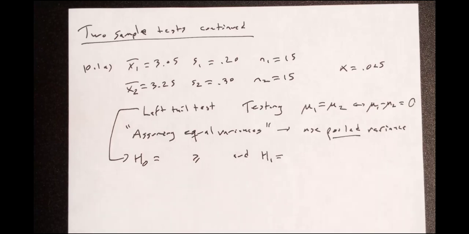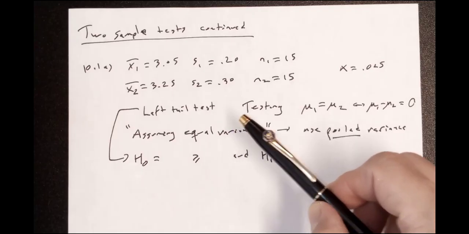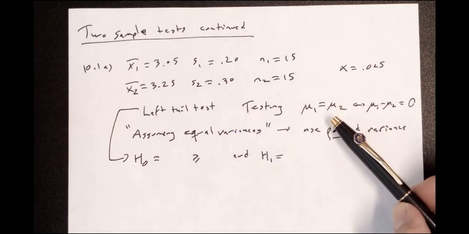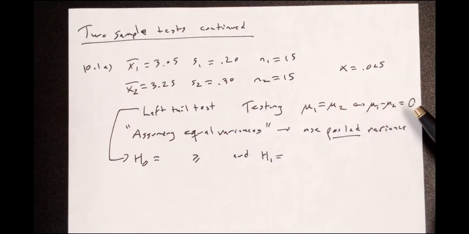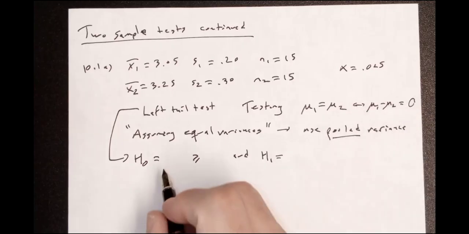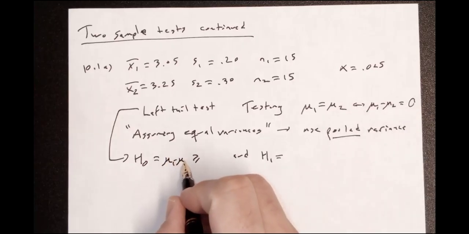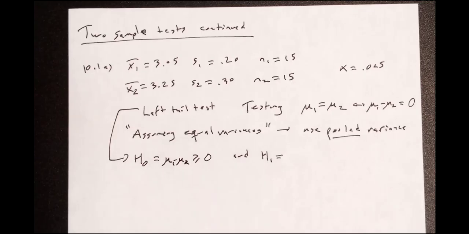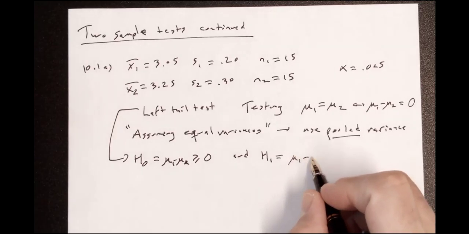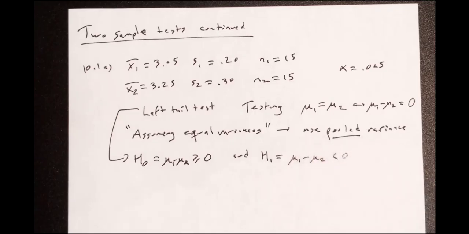I'm testing to see if the means are equal. So I'm testing to see if their difference is greater than or equal to the benchmark. The benchmark here is 0. And that means that my alternate is that it's less than 0. That makes sense because that's the left side.